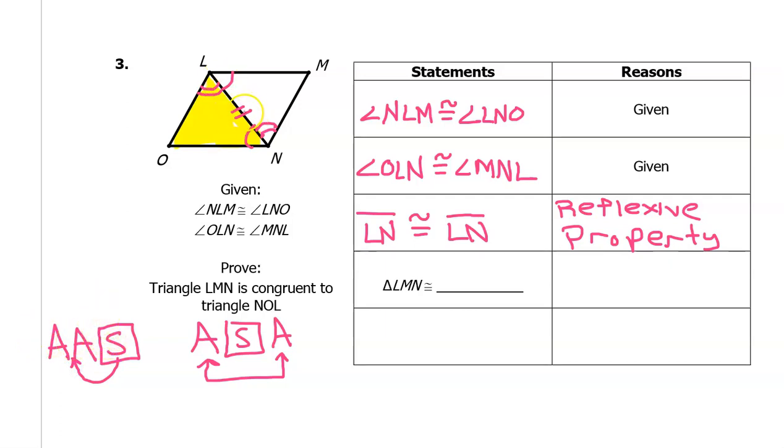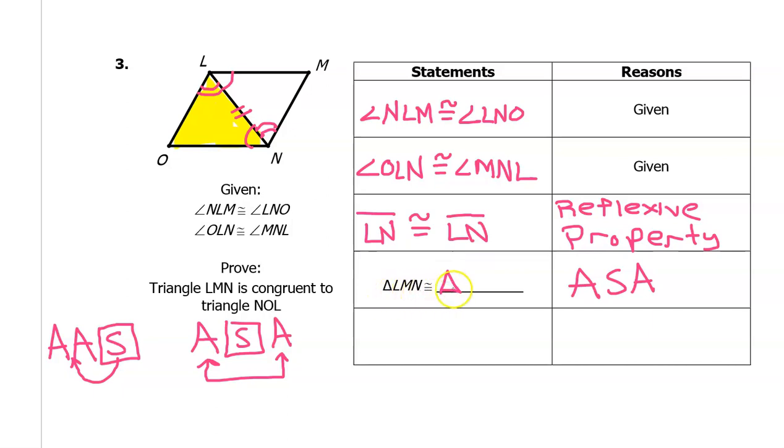So is this marked side between the two angles? Yes, it is. I'm just looking at the yellow triangle. One marked angle is here. The other marked angle is here. This is the side that is between the two angles, and that is the side that is marked. So the marked side is between the two angles. That makes this angle side angle. So that's my reason. And now we can make the congruence statement.